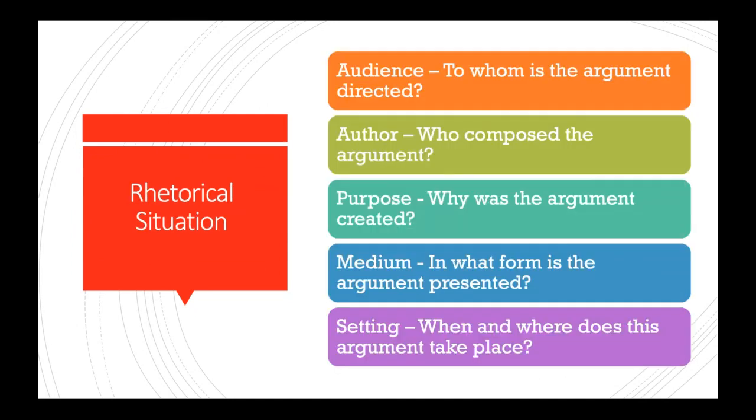So the rhetorical situation has 5 different elements. And this is something that you need to consider when you are writing your own arguments, but it especially is important when you are doing a rhetorical analysis. We'll look at each one in an upcoming slide. The audience: you need to ask yourself, to whom is this argument directed? The author, who composed the argument; the purpose, why was the argument created; the medium, in what form is the argument presented; and the setting, when and where does this argument take place.